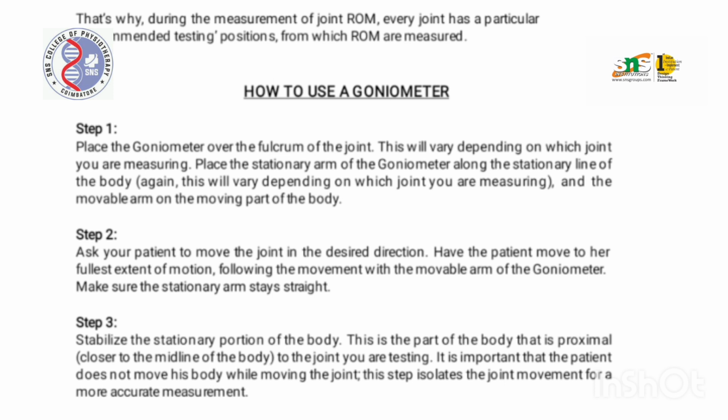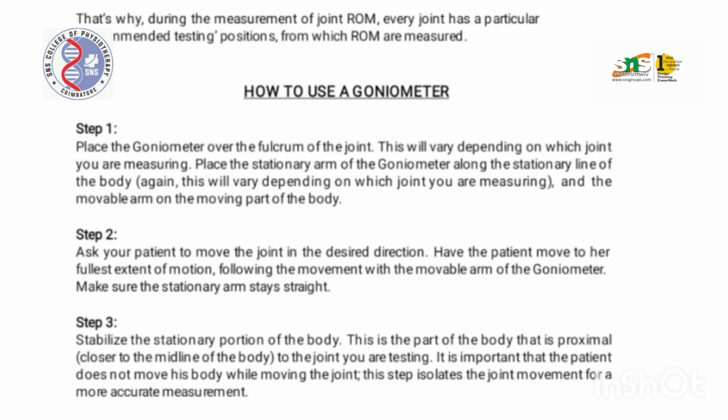of motion of the joint can vary in the loading position. For example, the range of motion of hip flexion with the knee straight is more limited than the range of motion of hip flexion with the knee in flexion. That is why, during the measurement of joint range of motion, the recommended testing position should be used.